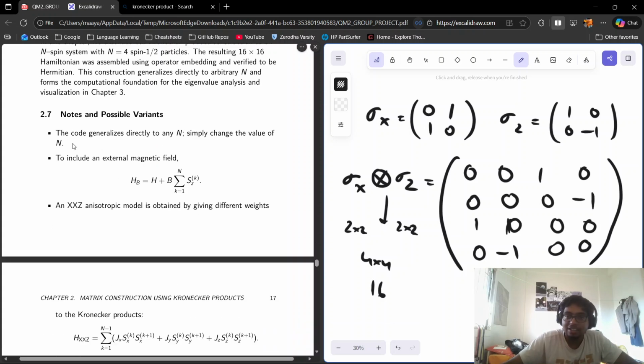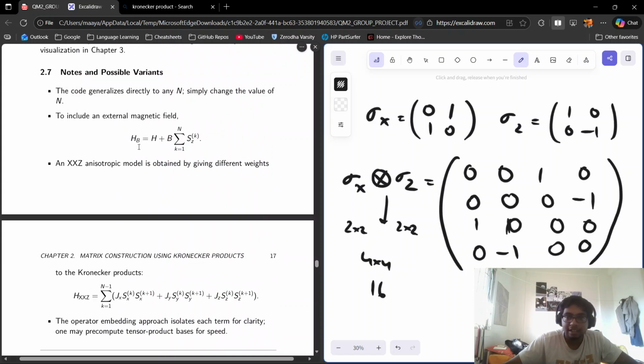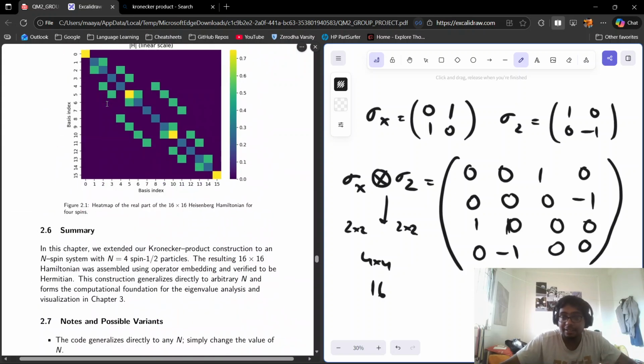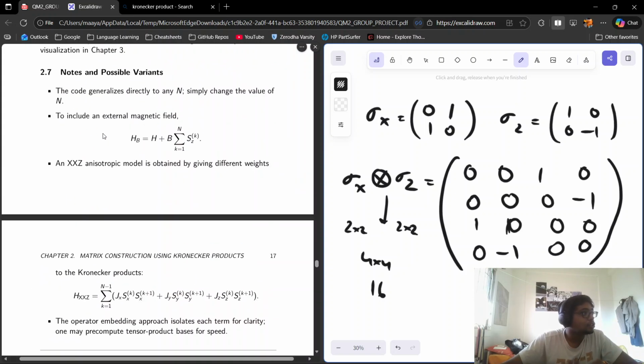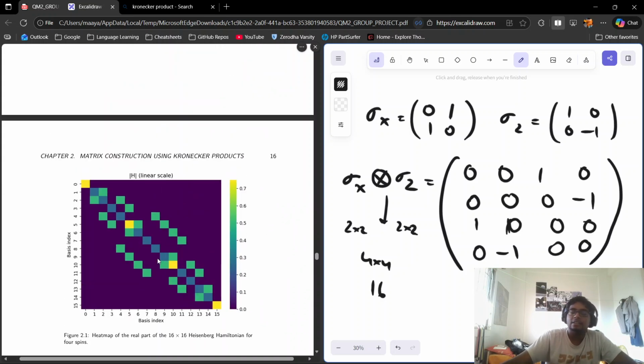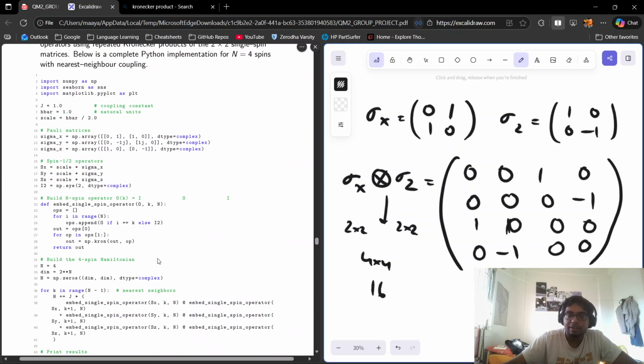We can generalize this to any n just by changing a certain value in the program. Second, to include a magnetic field, we just add to the Hamiltonian the magnetic field times S of Z to the power k. We also have some notes given over here, and thus it shows how we can generate a matrix. Thank you, and Janam shall be continuing to the next part.